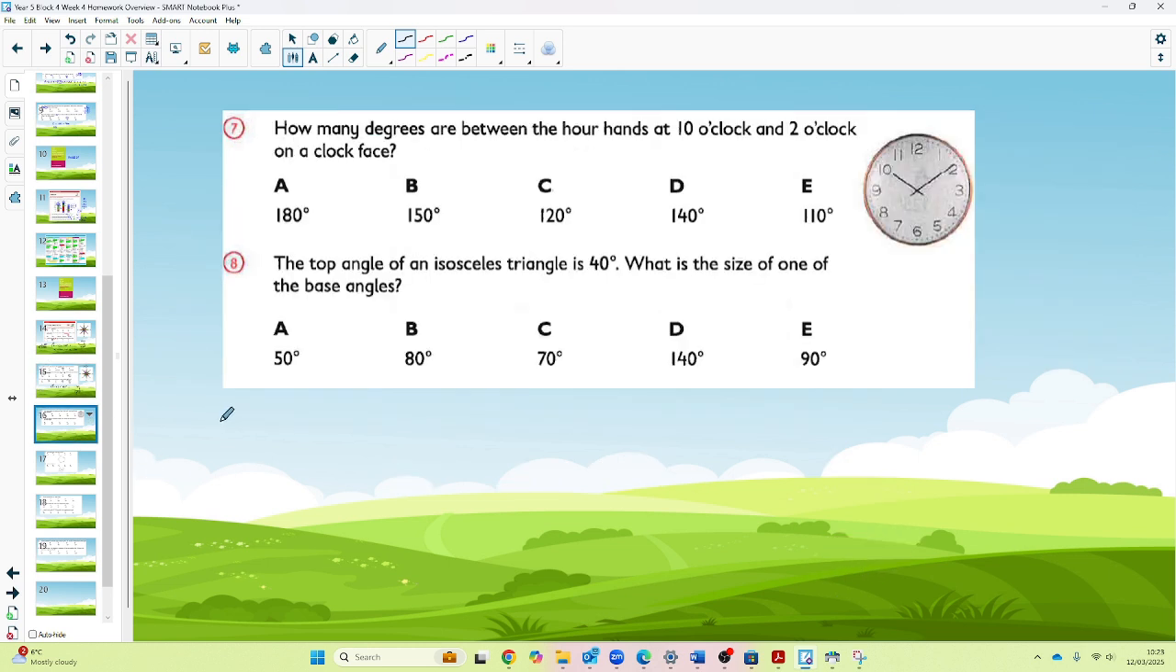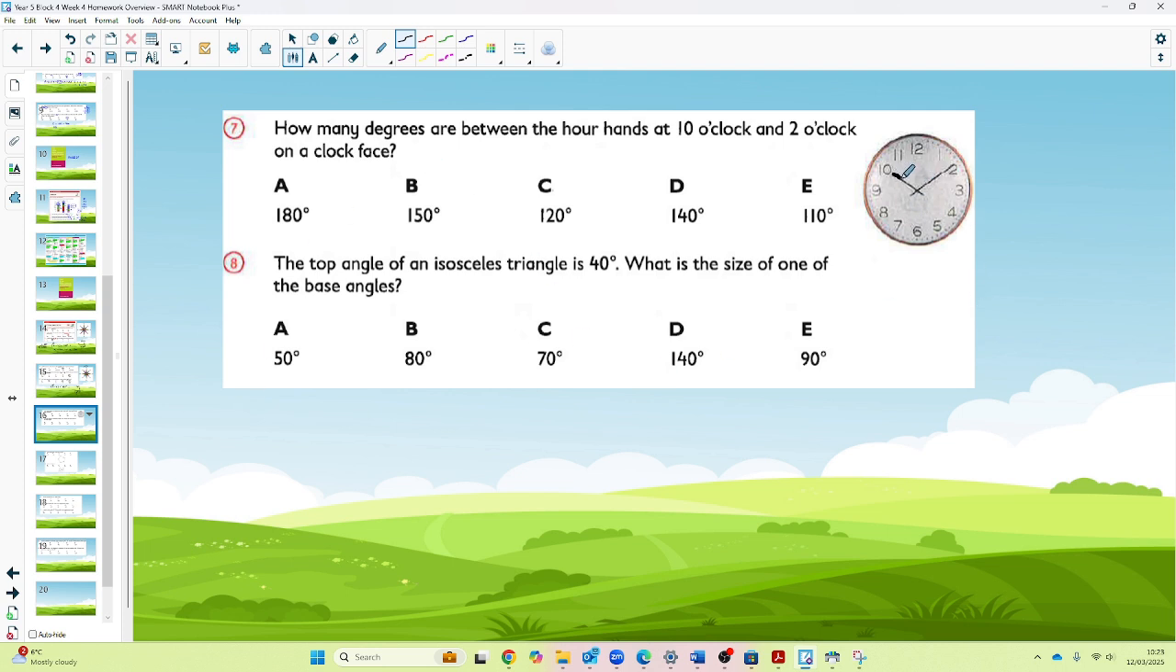Moving on now to question 7. Often within the 11 plus, you will link degrees to other areas of mathematics. And in question 7, you can see there's a link between the degrees and time. So the question says, how many degrees are between the hour hands at 10 o'clock and 2 o'clock on a clock face? Now, we've tried to illustrate that here.